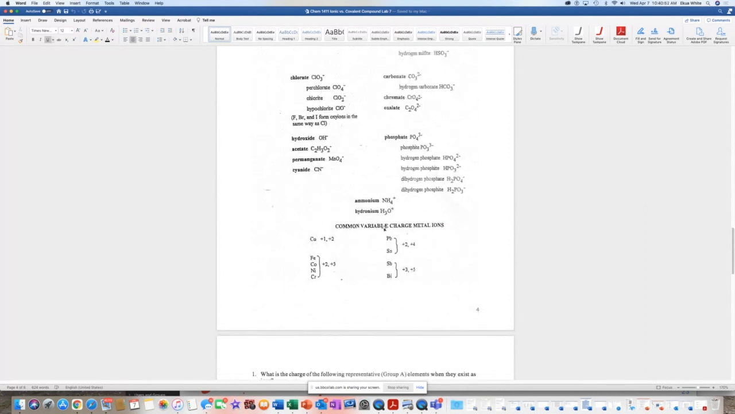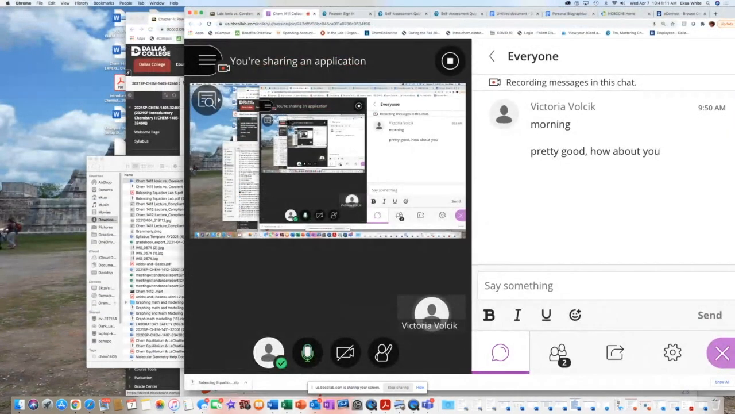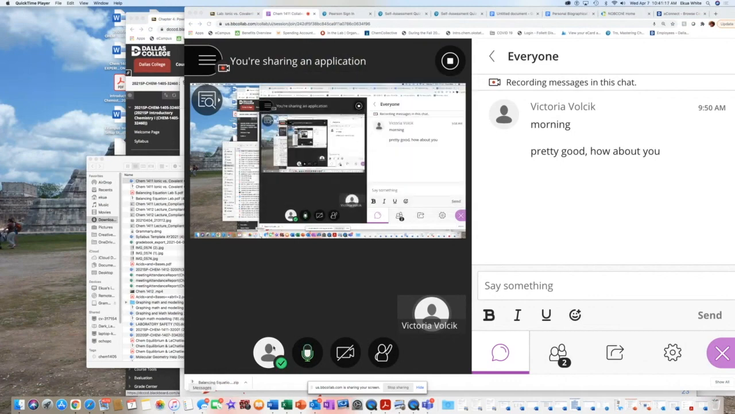Right. And then you have the ones that have the common variable charge metal ions. These are here, too. You want to have these close to you, accessible to you so you can pull them out. The more you use them, if you're not good at memorizing, the more you write up the formula yourself, the more you learn. That's how I learned it. Back in my days, we didn't have Google the way y'all have Google. So we just worked on it until it stuck in the head. I wrote a lot of stuff down until it stuck.